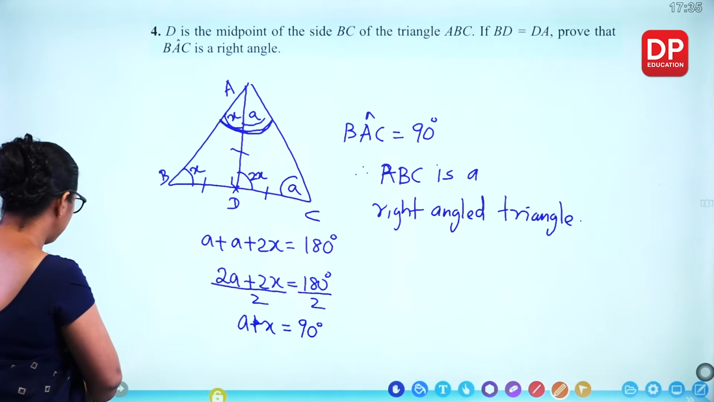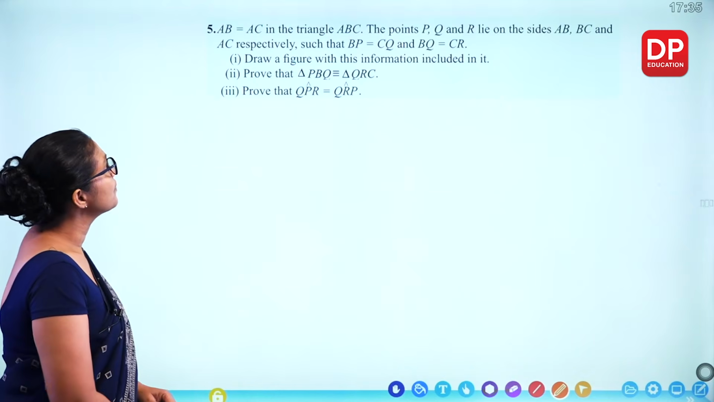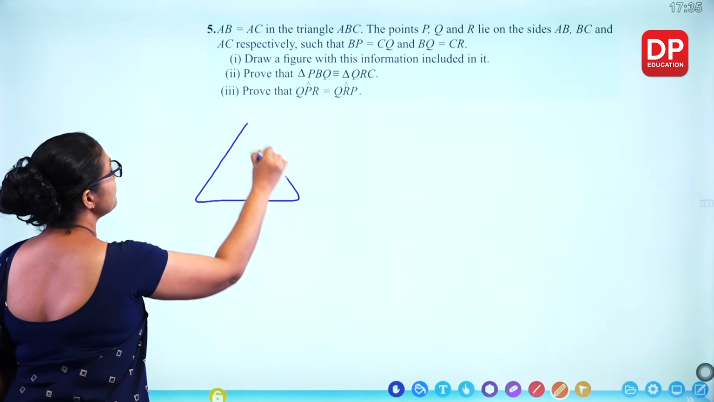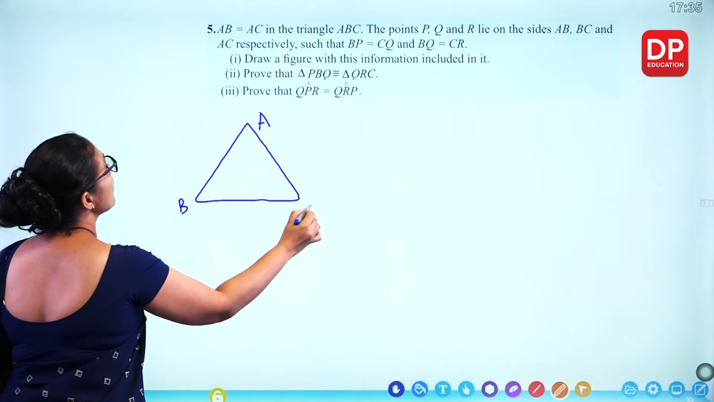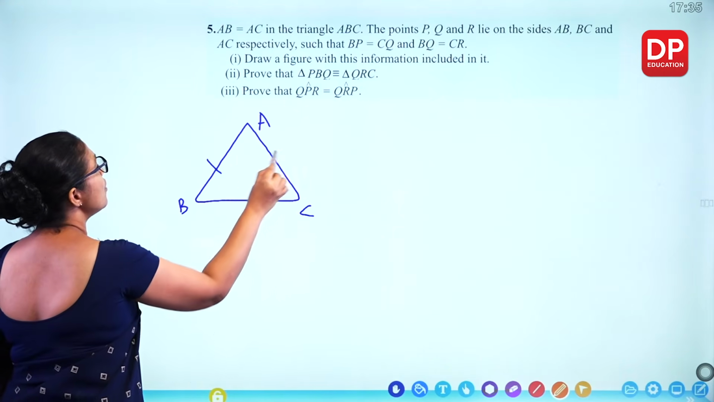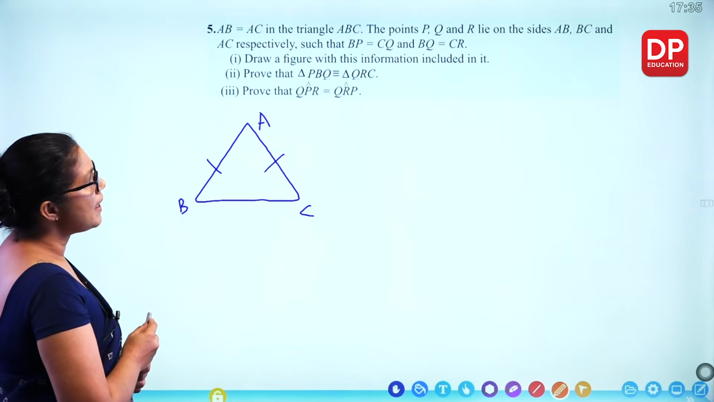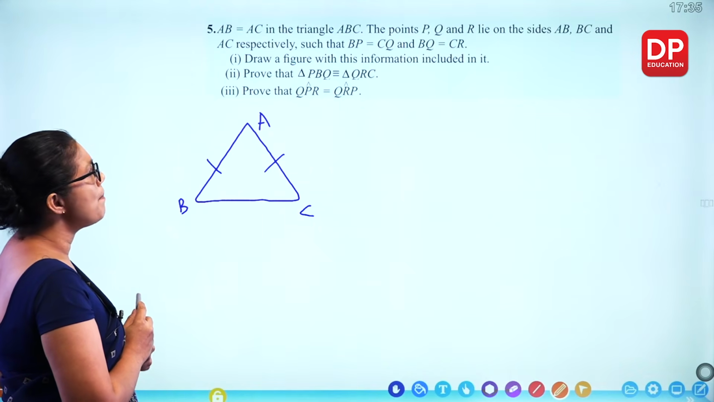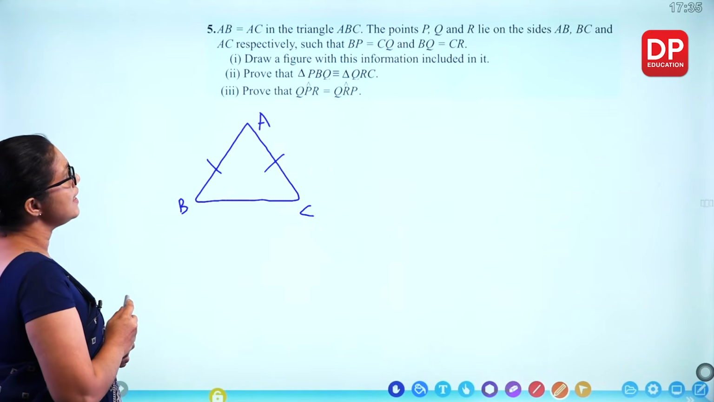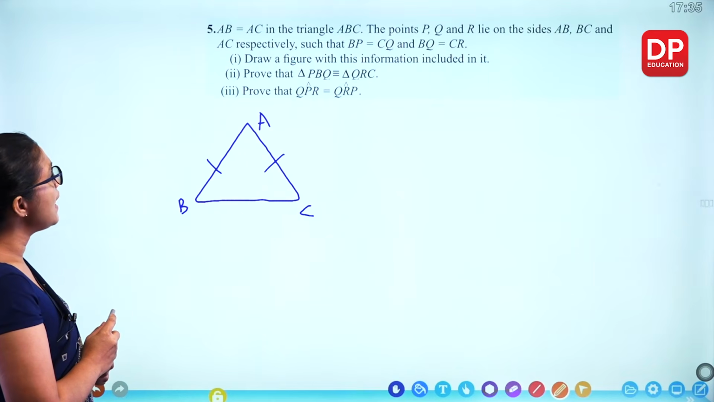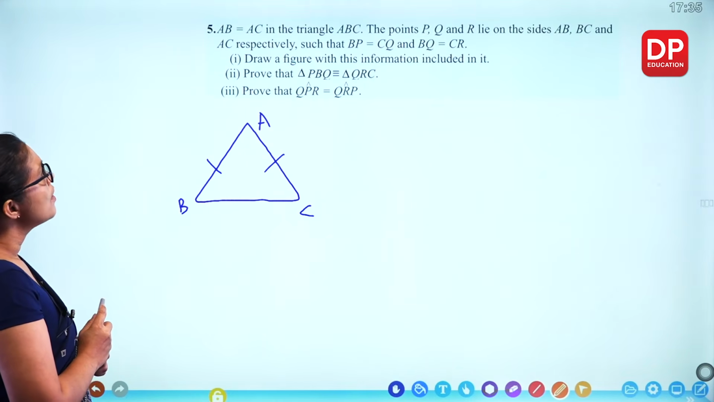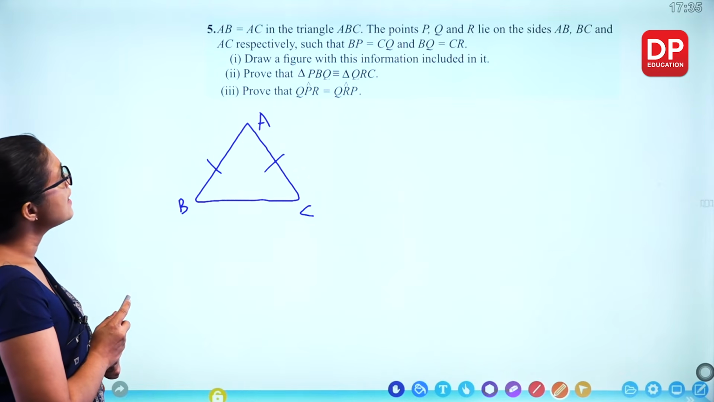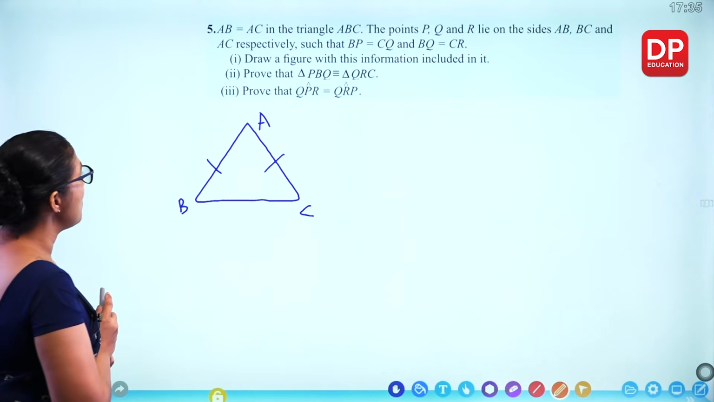Now we'll look at the fifth question. So there's an ABC triangle. It says AB is equal to AC. The points P and Q and R lie on the sides AB, BC and AC respectively such that BP is equal to CQ, BQ is equal to CR. So here, where is P point? That's on AB side.